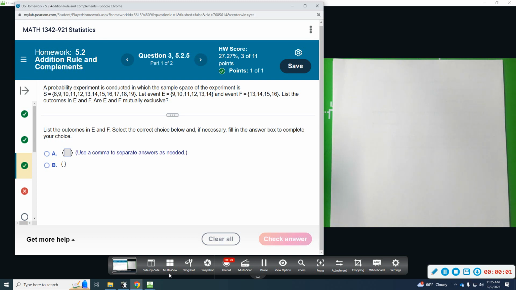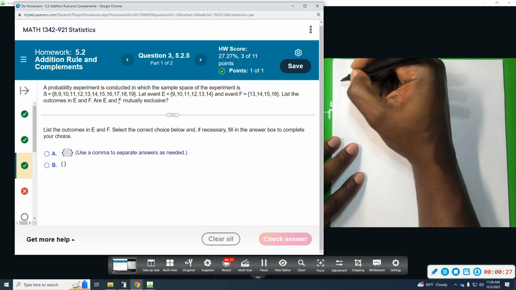All right, question number 3, we got 2 parts. So we have a probability experiment conducted. We're given the sample space, numbers 8 through 19. We're going to let E be the numbers 9 through 14 and F 13 through 16. We're going to list the outcomes in E and F and answer, are they mutually exclusive?